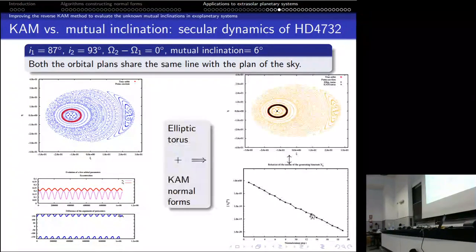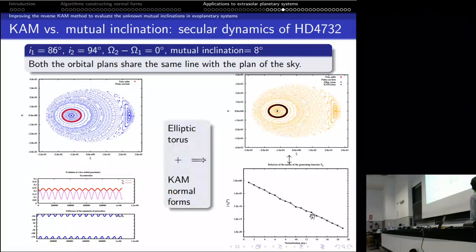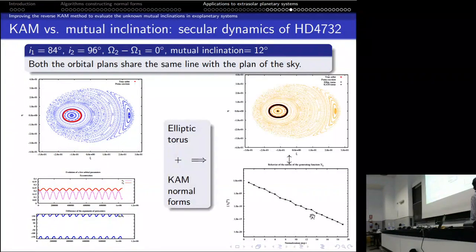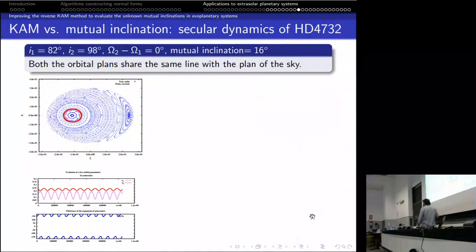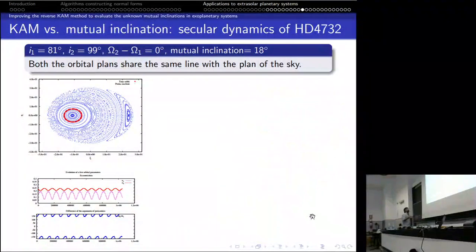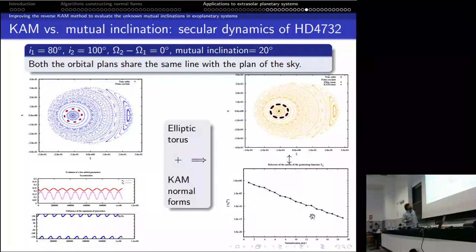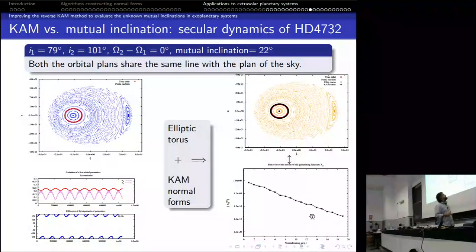You succeed in everything. Okay, if you look at this, you'll see that the norm of the generating function is increasing more and more. It means that the procedure has more and more difficulties in finding the KAM torus, but it succeeds for this system that starts from eccentricities of 0.25 or 0.15, so they are much larger than in the system we considered at the beginning. So we are very happy.